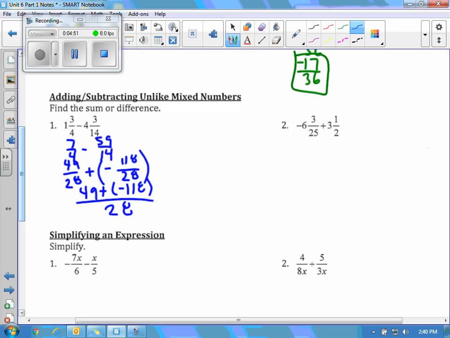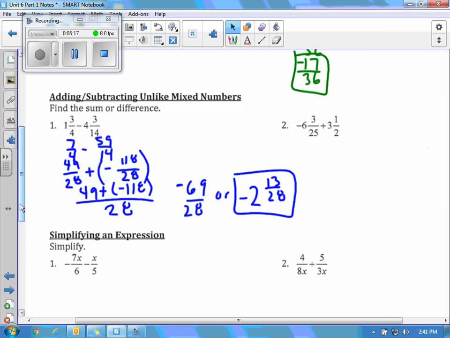49 and negative 118 have opposite signs, so I'm going to do 118 minus 49, which is going to give me 69, and then it's going to be negative because the bigger number is negative. So negative 69 over 28. Turn that back into a mixed number. I'm going to get negative 2 and 13 over 28. Again, if you're having any trouble following this along, just ask me during class. Number 2, I'm going to leave for you guys there.